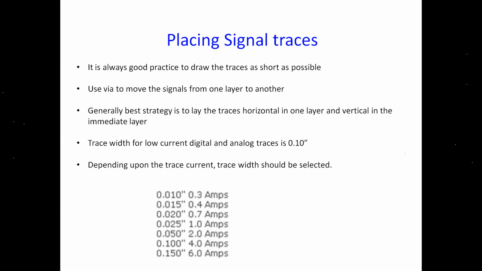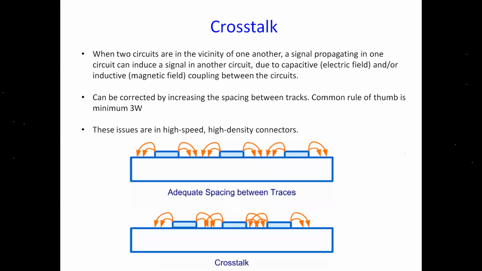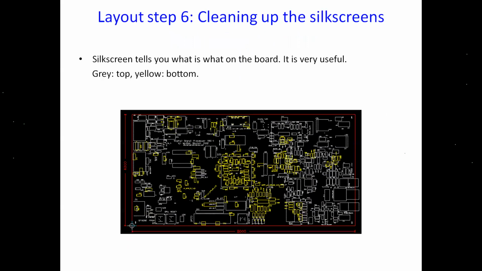Depending upon the current rating, for example, for 0.3 amps, we use 0.01 inch, that is, 10 mil trace width. In case of power and ground, if you are not using planes, you can use a thicker width, like 0.05 inch for 2 amps and so on. And between the traces, that is, making the connection between the signals, you need to have clear separation. Otherwise, you will get crosstalk during operation.